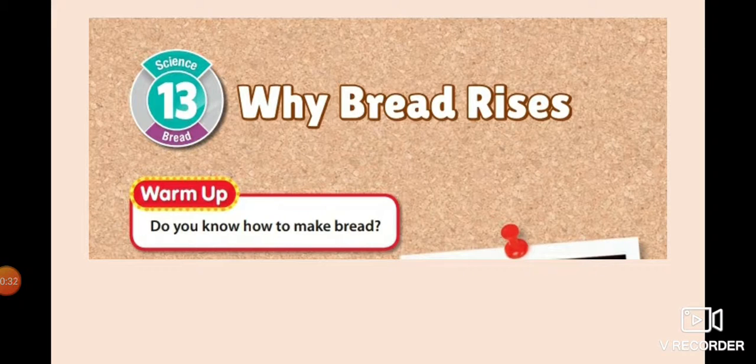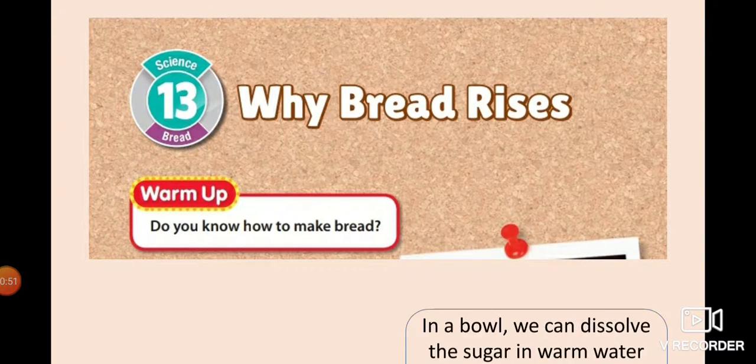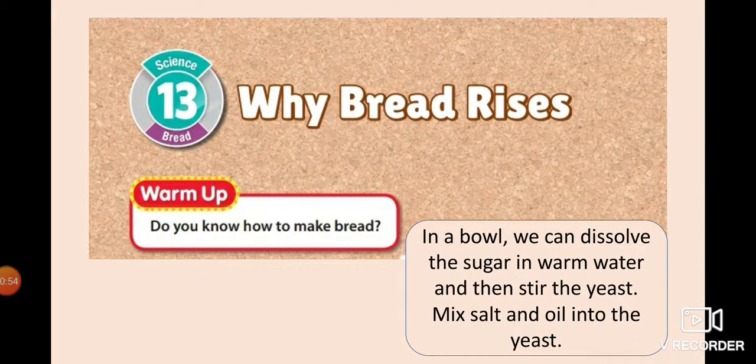Do you know how to make bread? Maybe at home we can cook with my mom, or bake cookies, cakes, or different things. In El Salvador, we have different kinds of bread, yes, pan francés and pan dulce. So maybe I suppose that we put the ingredients in a bowl, and then we dissolve the sugar in warm water and stir in the yeast. We mix salt and oil into the yeast, and then we have the dough, and then we bake. In that form, we obtain the bread.